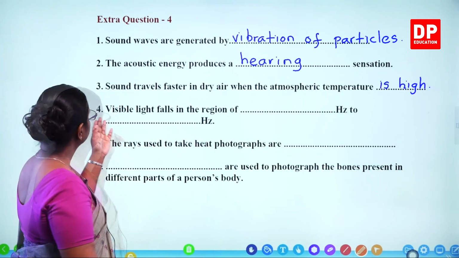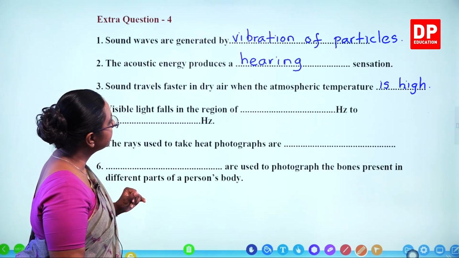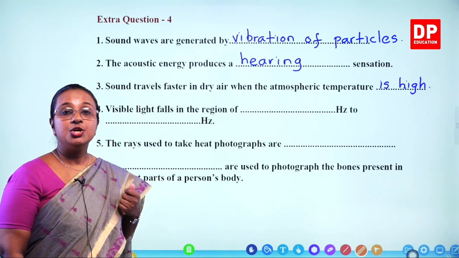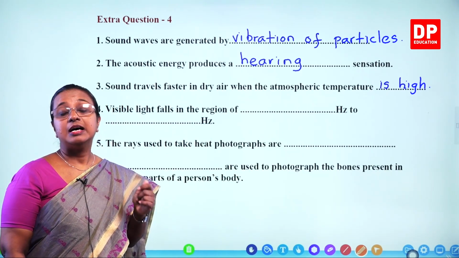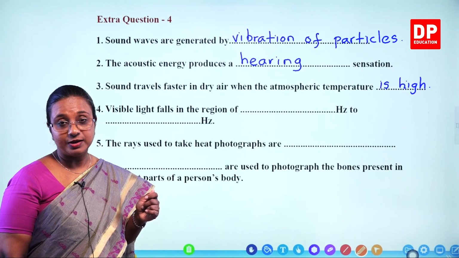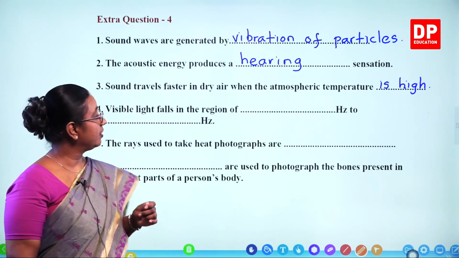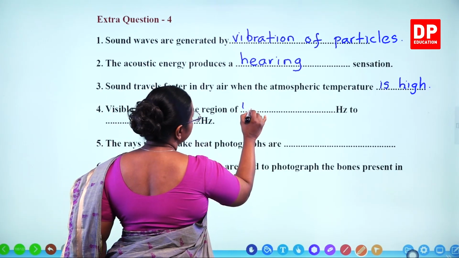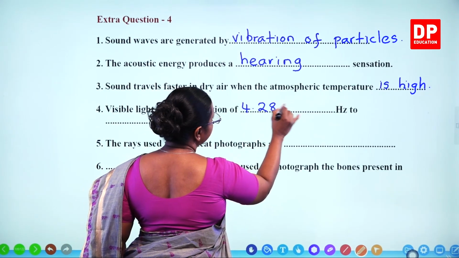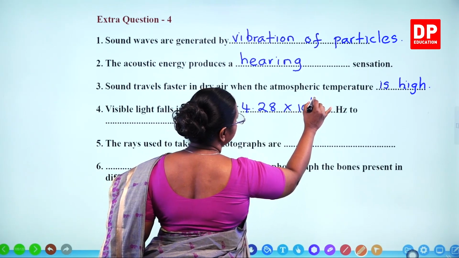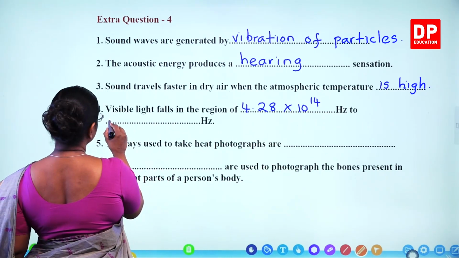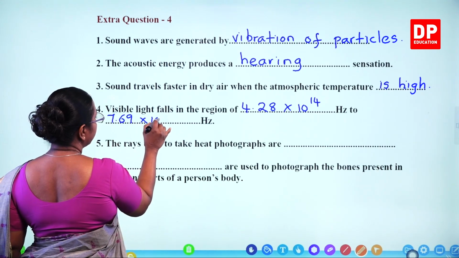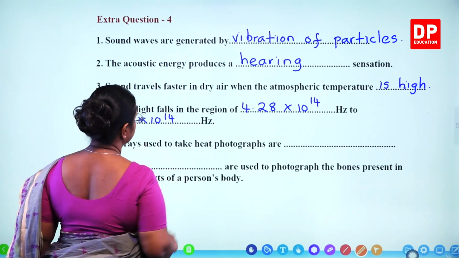Fourth one. So visible light falls in the region of blank hertz to blank hertz. If it is hertz, it is the frequency. You have to know the frequency range of visible light. It is 4.28 into 10 to the power of 14 hertz to 7.69 into 10 to the power of 14 hertz.